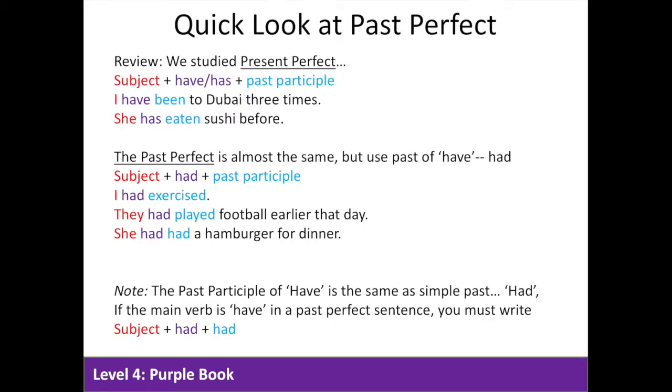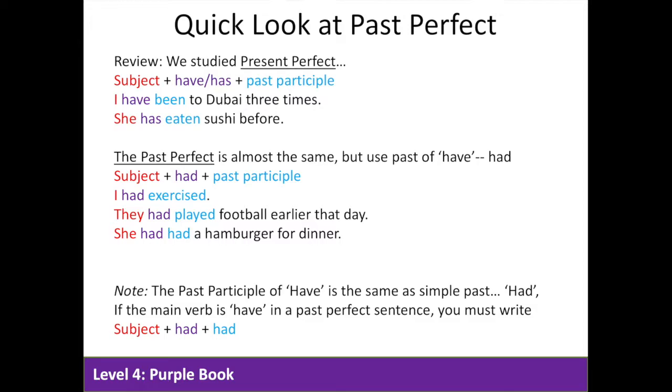Let's take a quick look at the past perfect. We've already studied the present perfect. Here we have the grammar structure. We start with a subject, followed by have or has, and then the past participle of the verb. Some examples: I have been to Dubai 3 times. She has eaten sushi before.